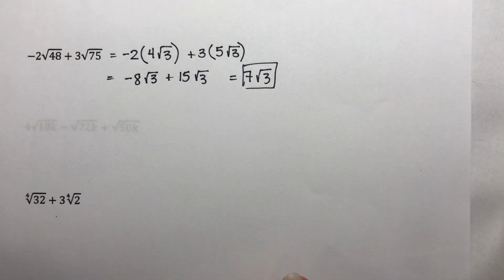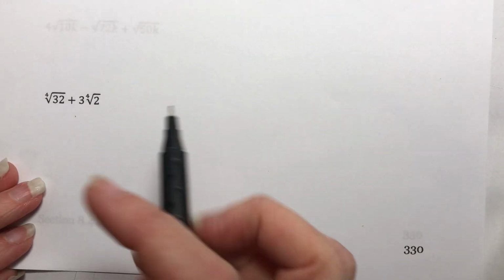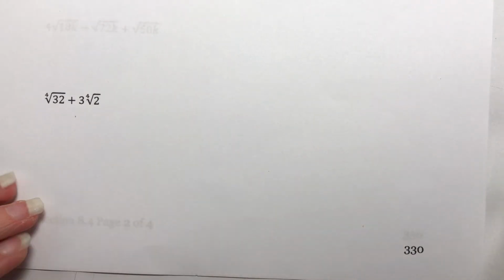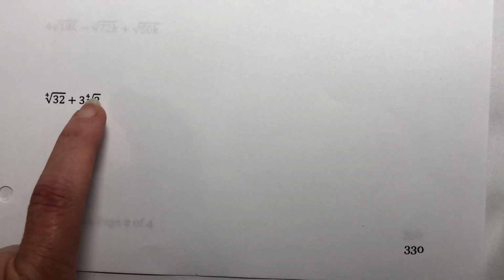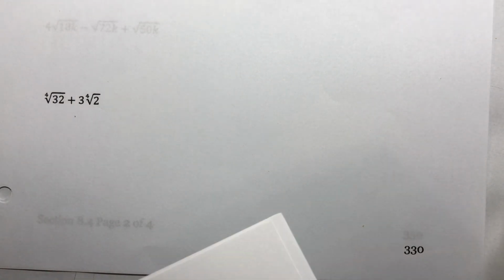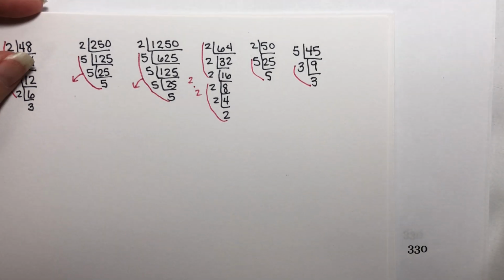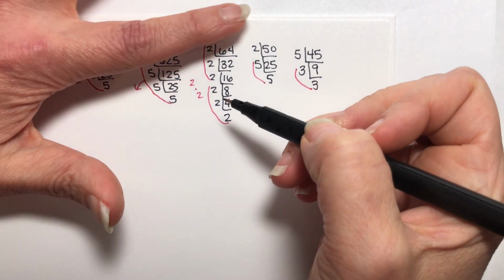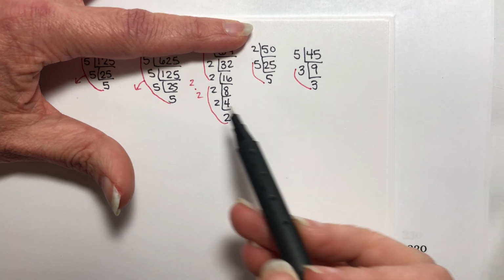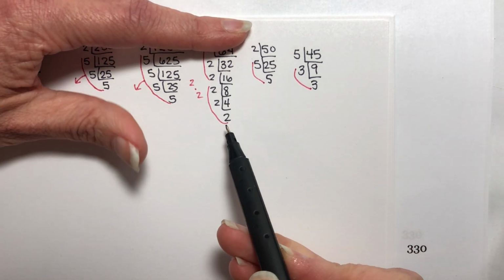Okay. So let's try this one. These are both fourth roots, so it is possible that we are allowed to combine these, but I do need to simplify. 2 is prime, so this one's not going to simplify at all. But 32, we're looking for a fourth root of 32. If I look at this sheet that we had before, you can see there's a 32 right here. So if I cover up that 64, I have the prime factorization of 32.